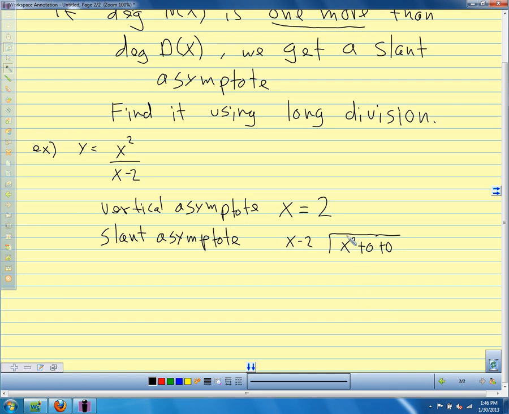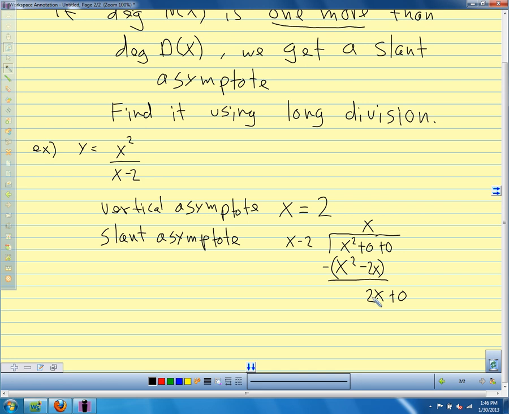So x goes into x squared x times. I get x squared minus 2x, yes, thank you. And then I'm going to subtract. x squared minus x squared is 0. 0 minus negative 2x, we get 0 plus 2x, which is 2x. And I get a plus 0 there.